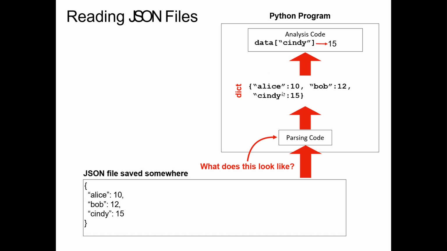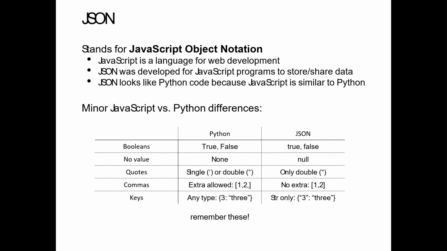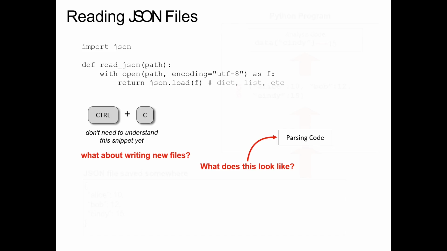But then, once I get it into Python with the parsing code, I can go up and do whatever my analysis requires. In this case, I'm just getting out some data about Cindy. She scored 12 points here. All right, let's take a look at what this parsing code looks like. All right, here we go.